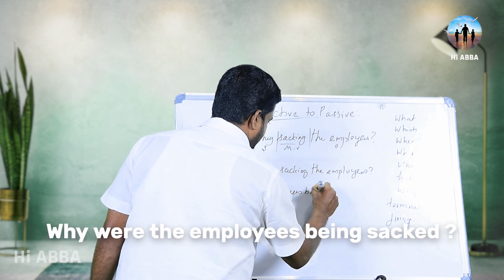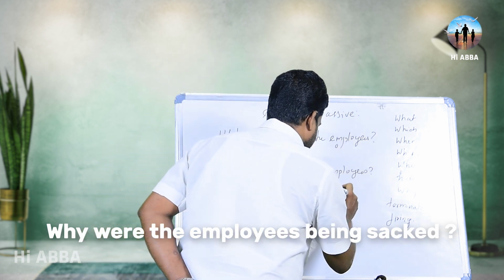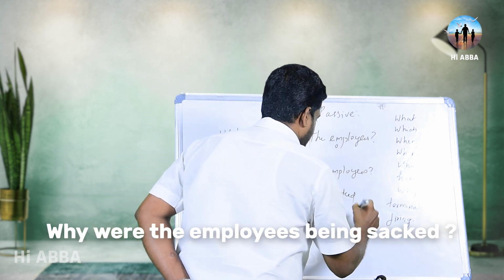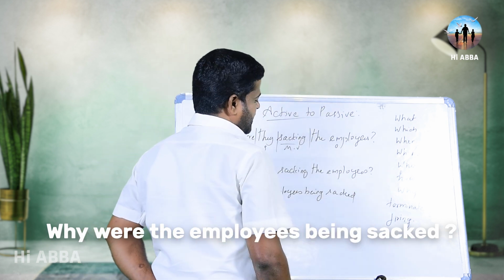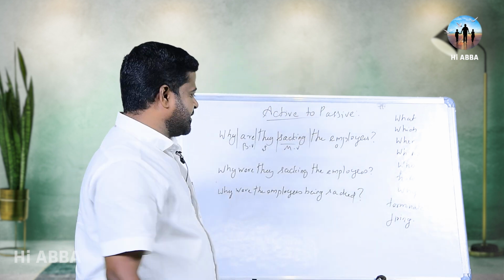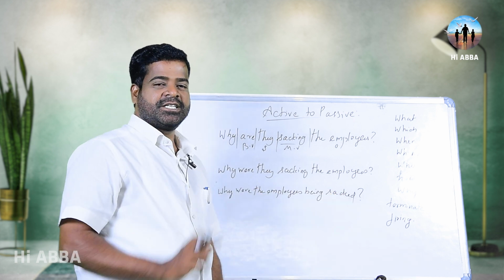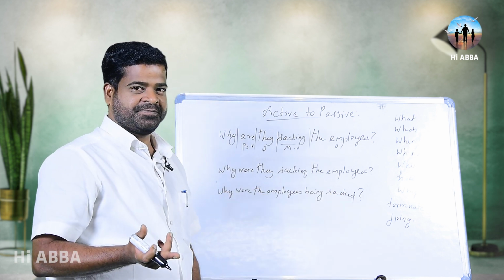This being a past continuous tense, we write being sacked. The object is actually optional, so we skip that: agent omission, object omission. So now, why were the employees being sacked? It is in past continuous tense, passive voice.